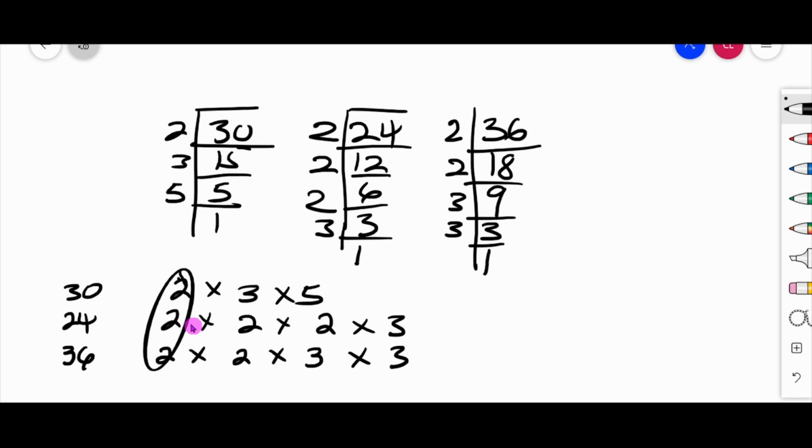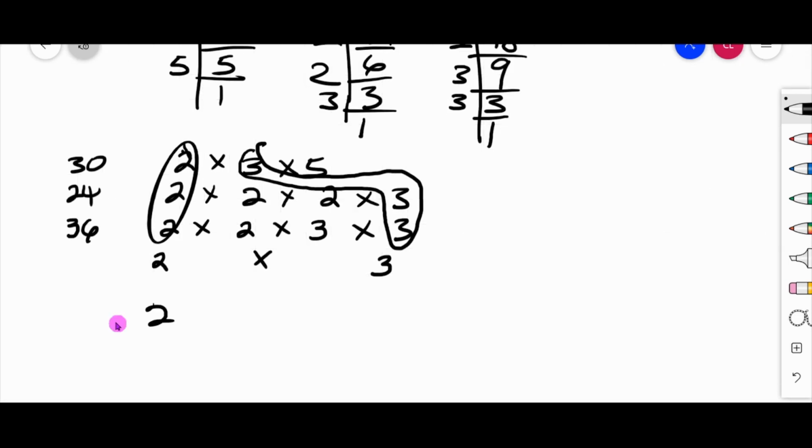2 is definitely common. All right, no, 2 can't use there again. We have 3 in this line and 3 all the way down. Okay, so we have 3, multiply these 2, and we would say 2 times 3, and this would give us 6. So the highest common factor of 30, 24, and 36 would be 6. That means that 6 can go into each of these numbers.